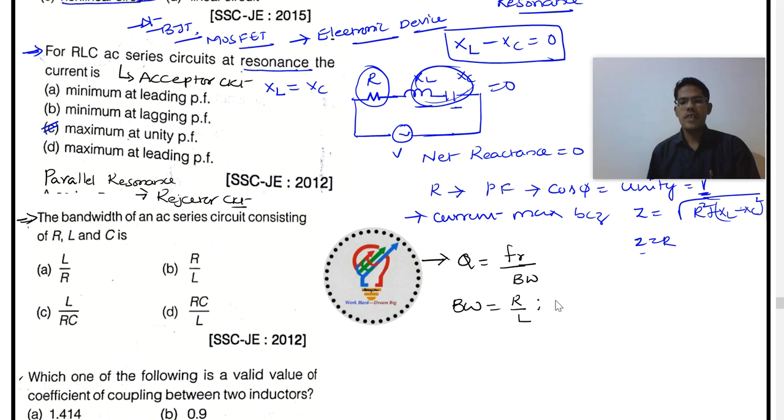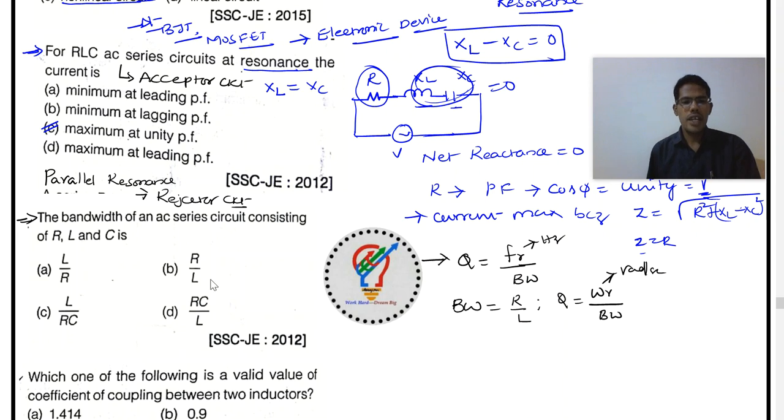So what is quality factor? Q is nothing but resonance frequency, or omega R can also be written. Omega R and FR are the same. Omega is in radians per second and frequency is in hertz here. So Q is omega R divided by bandwidth.